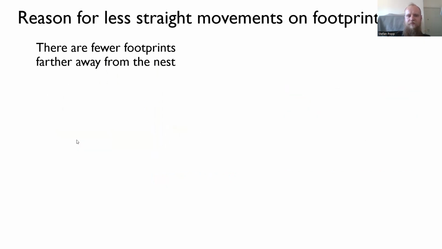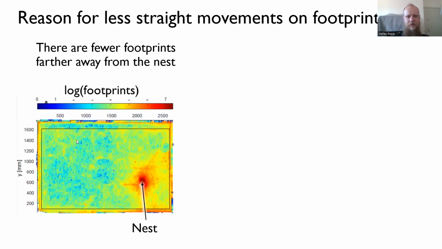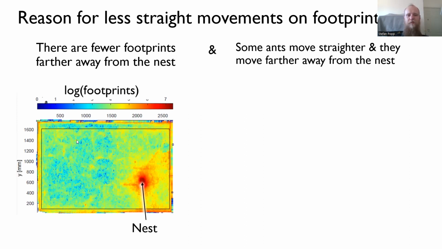So why is that? The first reason I came up with is that it's pretty much just because of geometry and not because of some biological mechanism. And that is a combination of 2 things. So first, there are fewer footprints farther away from the nest, which is definitely the case. As you can see here, the more red it is, the more footprints there are. And that is combined with the fact that there are some ants that move straighter to begin with, and these ants are also moving farther away from the nest, just because of math again.